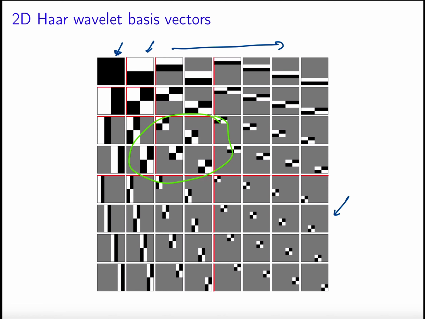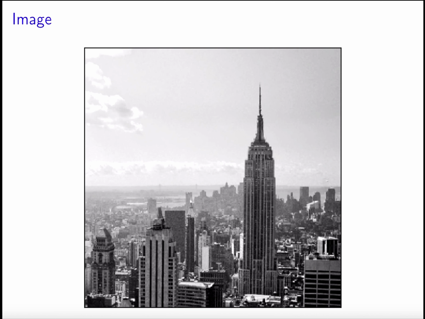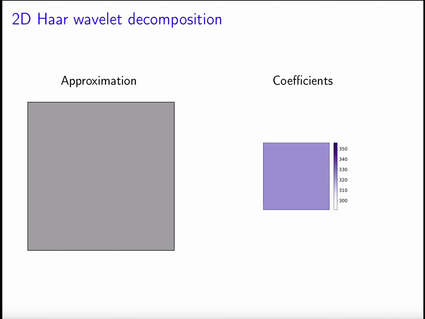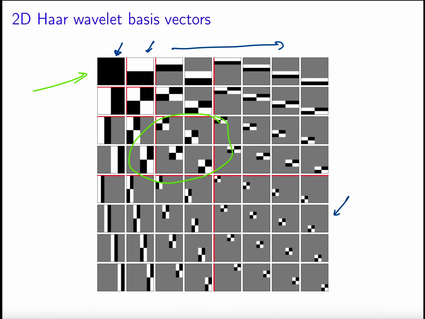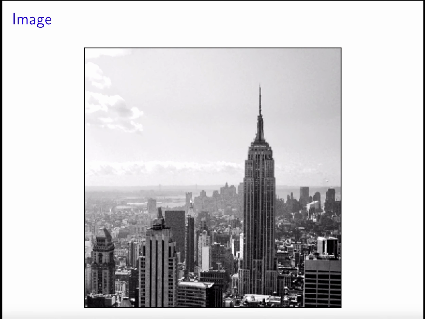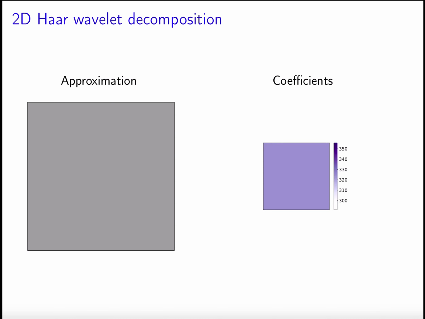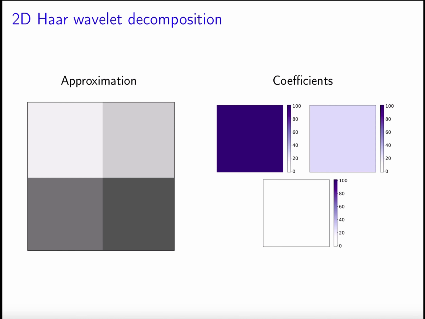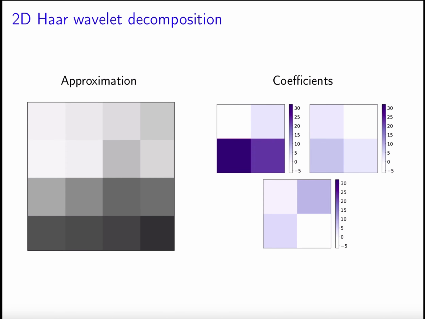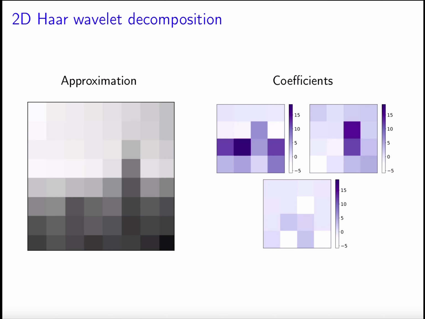But anyways, the 2D Haar wavelet basis vectors look like this, and we're going to look at what happens when we decompose an image into these Haar wavelets. The approximation at the beginning is just using this first basis vector, which is just constant. So the approximation is just constant. And then we start using wavelets that are piecewise constant in this way. And this is not too interesting. When we go to higher resolutions, things start to get interesting.